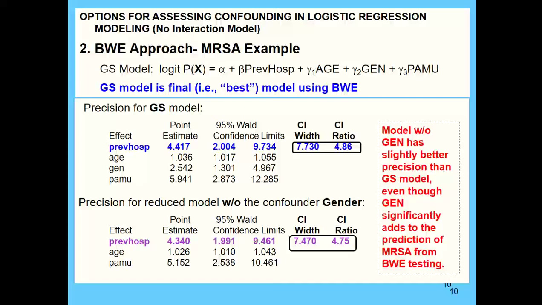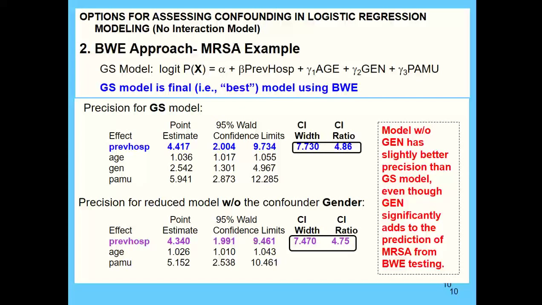So I'm saying the model with gender has slightly better precision than the gold standard model, even though gender significantly adds to the prediction of MRSA from the backward elimination testing. You're getting a contrary answer. So all I'm saying is that this approach is a little debatable, but it's an approach you can take. It shortcuts the process.